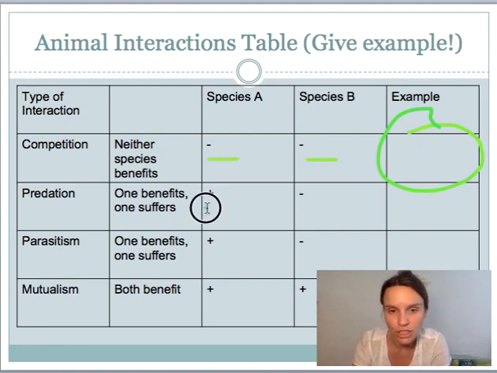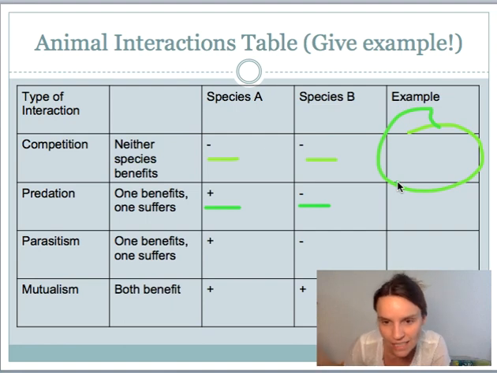In predation, you have one species benefiting and another species suffering. So one gets a plus sign and one gets a minus sign. Predation is like the relationship between wolves and moose on an island, or coyotes and house cats in your backyard. There are a lot of different examples of predation.